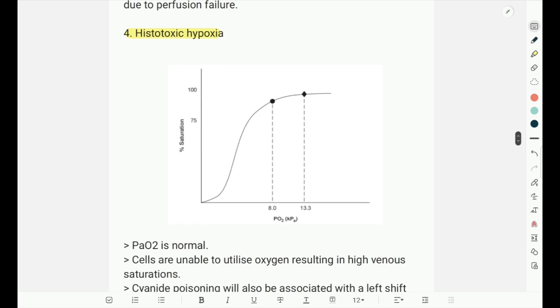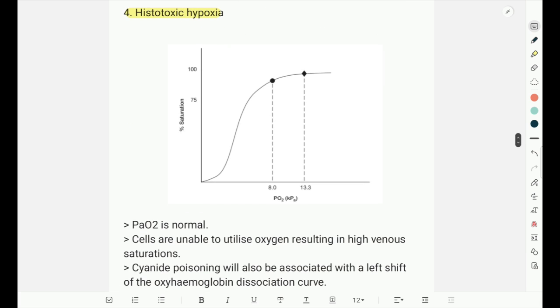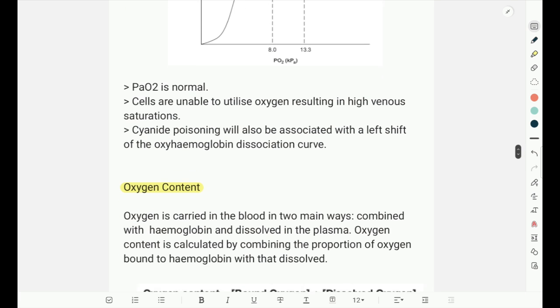And the last diagram is of histotoxic hypoxia. In this, the partial pressure of oxygen in arterial blood is normal, but the partial pressure of oxygen in venous blood is increased. This is because the tissues are not using the oxygen that is being supplied to them by the arterial blood. It is seen in cyanide poisoning. In cyanide poisoning, there is also a leftward shift of the oxyhemoglobin dissociation curve.